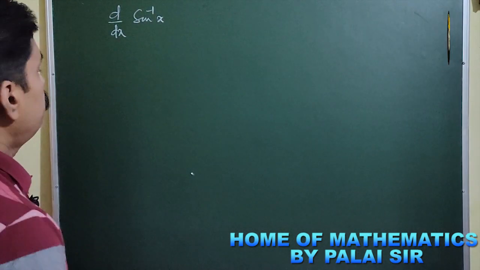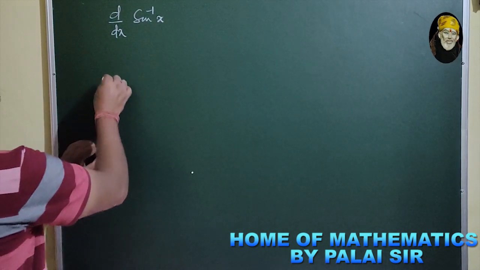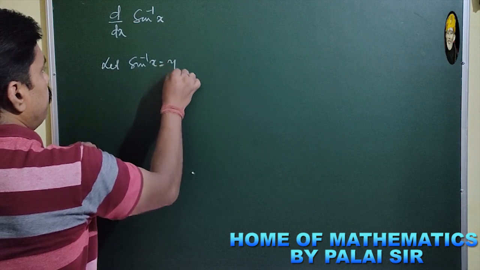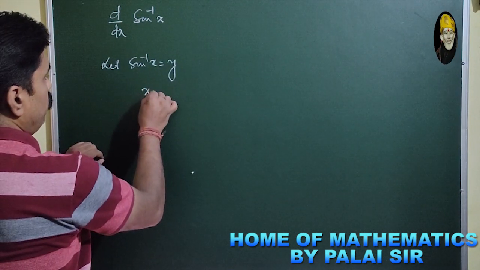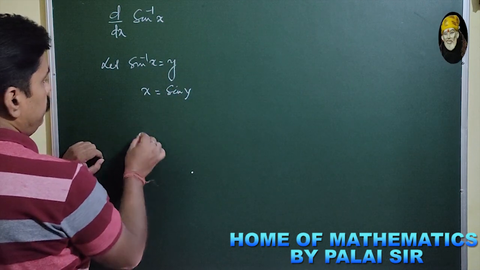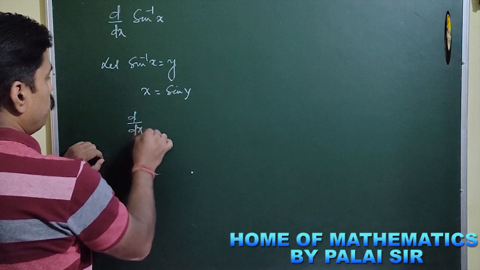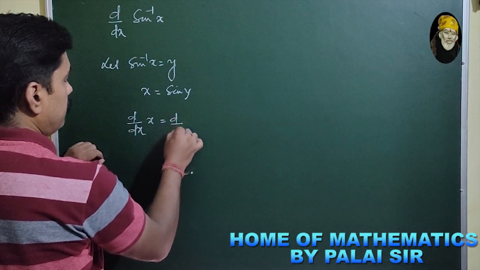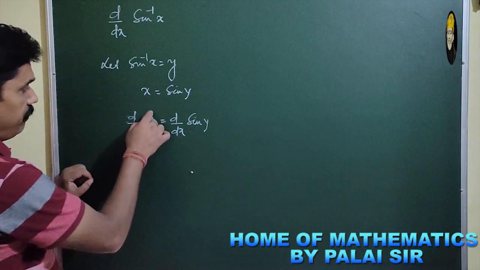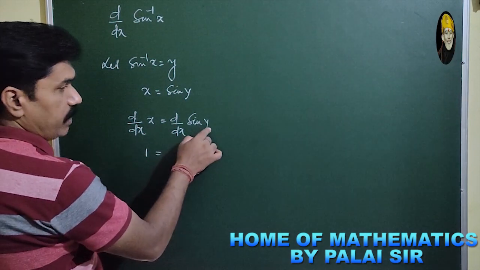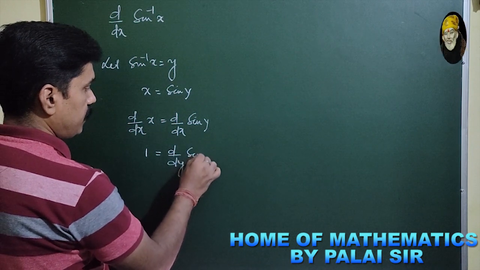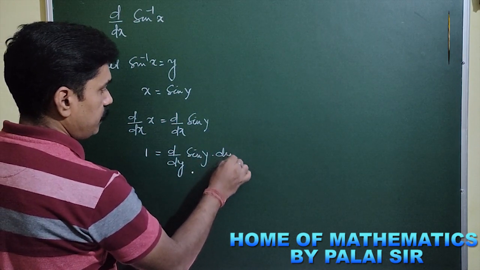What is its value that we have to find out. Here you take let sin inverse x be y. Then what is the value of x? x will be sin y. Then you take dy/dx of both sides: dy/dx of x equals dy/dx of sin y. यहाँ पे डेरिवेटिव ऑफ x कितना हुआ? 1. y है वेरिएबल, तो we have to differentiate d/dy of sin y into dy by dx.